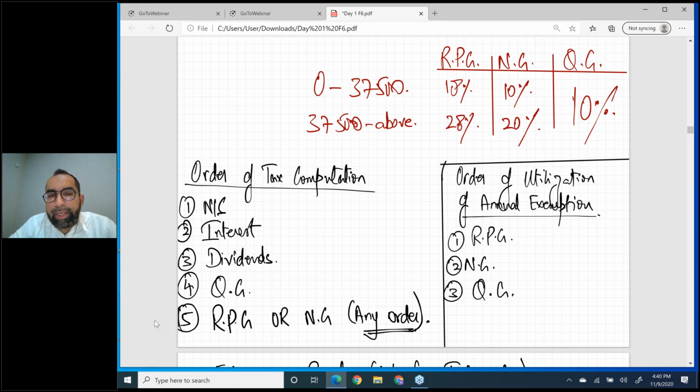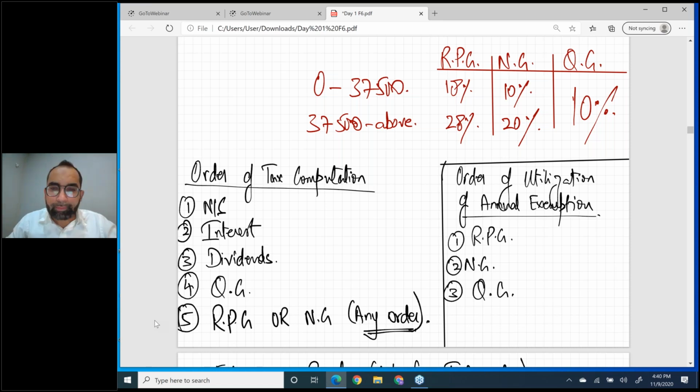First of all, compute tax on non-saving income, then interest income, then dividend income, then QG, qualifying gains, and finally RPG or NG in any order. That's your wish, the answer will remain the same. So non-saving, interest, then dividend, then qualifying gains, and then finally RPG or NG in any order.